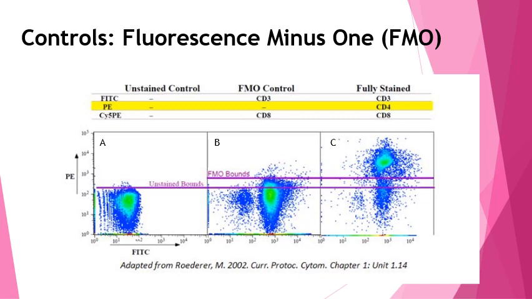So we just don't see any CD4 in that population. This is what our absolute negative looks like. And then C is our fully stained panel. It has CD4, CD3, CD8, all of those. So now we can determine, okay, this is where our positive population is, at the top of C there. And then we have our complete negative gate, which is our FMO bound. Everything below that line is considered negative for that CD marker.